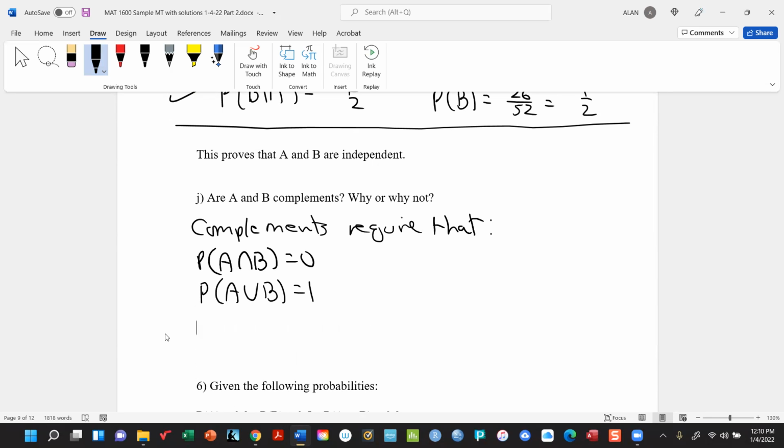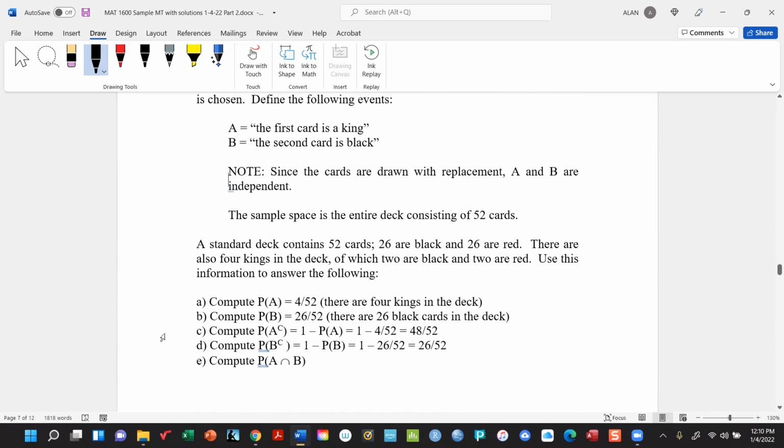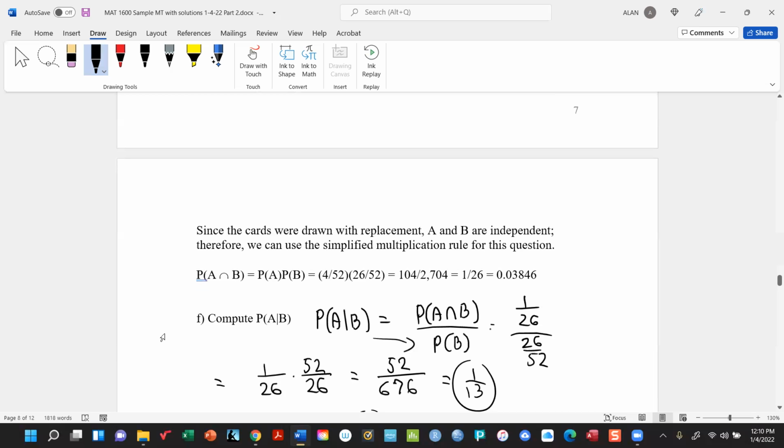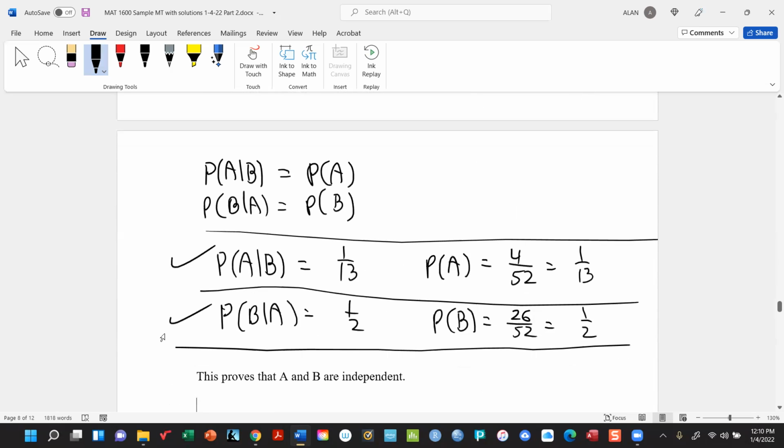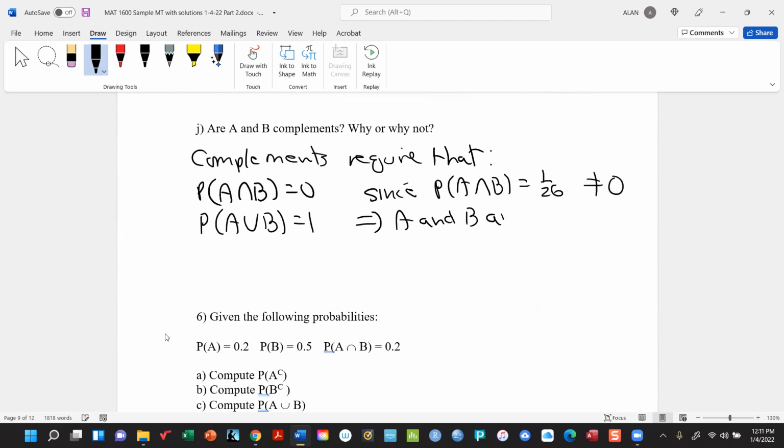Now, somewhere up here, we calculated the probability of A and B, way back here. Yeah, there it is. And we end up with 1 out of 26, which is not 0, is it? No. That tells us all we need to know. A and B are not complements. Ta-da.